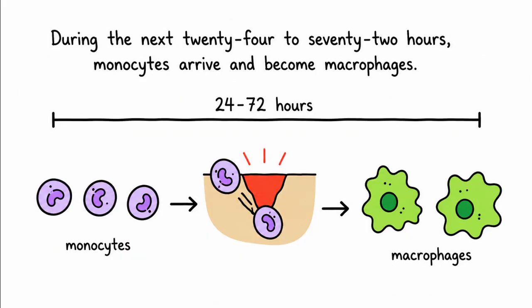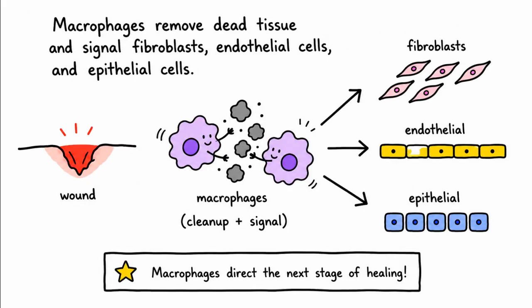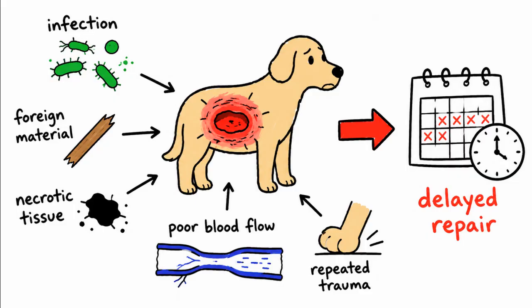During the next 24 to 72 hours, monocytes arrive and become macrophages. Macrophages remove dead tissue and signal fibroblasts, endothelial cells, and epithelial cells. Infection, foreign material, necrotic tissue, poor blood flow, or repeated trauma can prolong inflammation and delay repair.